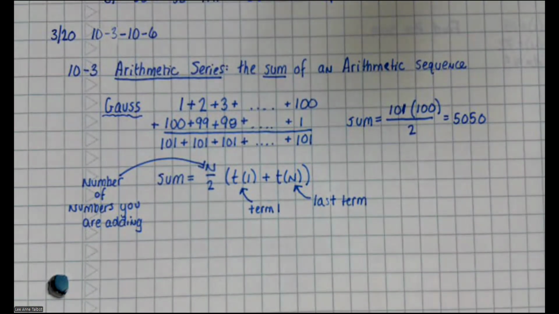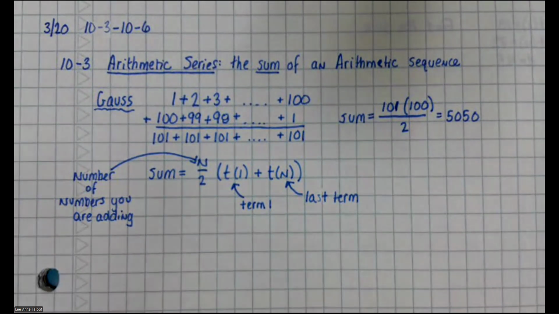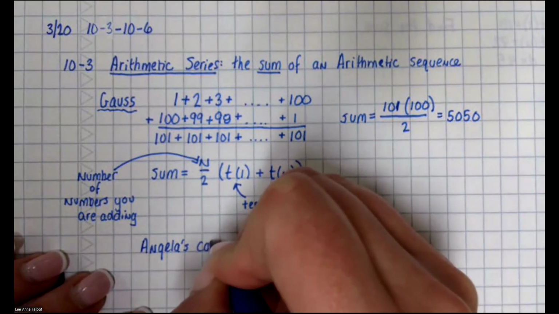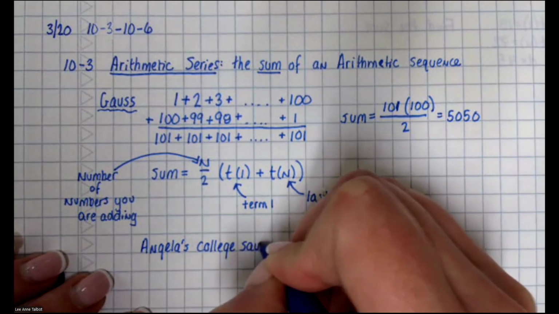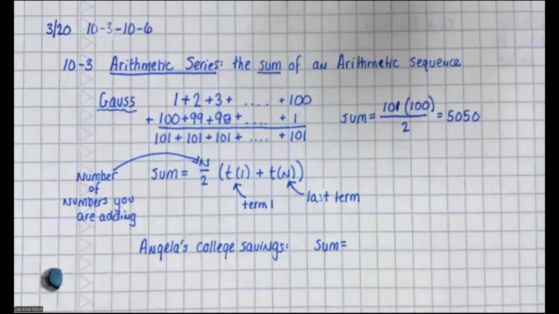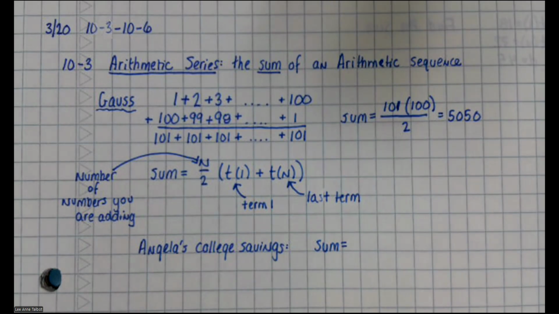Okay, we're going to use Gauss's formula to figure out how much money Angela had in her savings after 18 years. So sum equals. Okay, so let me ask you a question. How many total months did Uncle Zachary put money in the bank for her? How many total months? Look back at the top of your page. How many total months did Uncle Zachary put money in the bank?